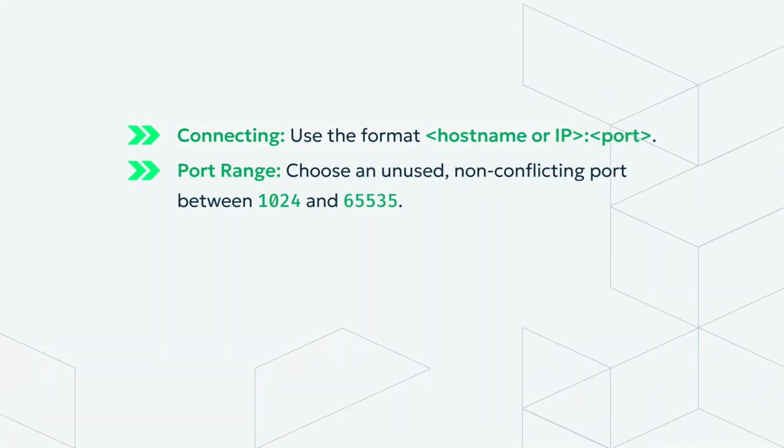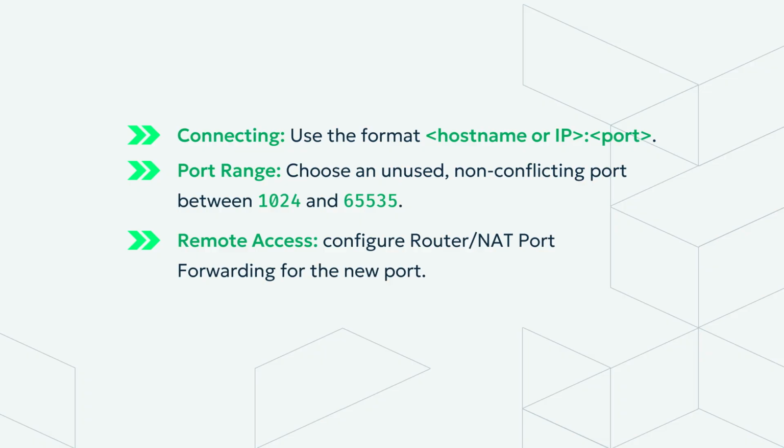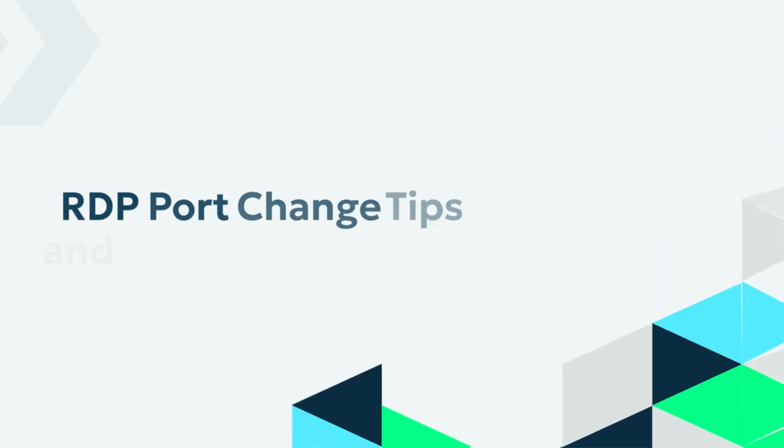Port range. Choose an unused, non-conflicting port between 1024 and 65535. Remote access. If connecting over the internet, configure router/NAT port forwarding for the new port. Security. Always use strong authentication. Changing the port does not replace proper firewall rules or access controls.